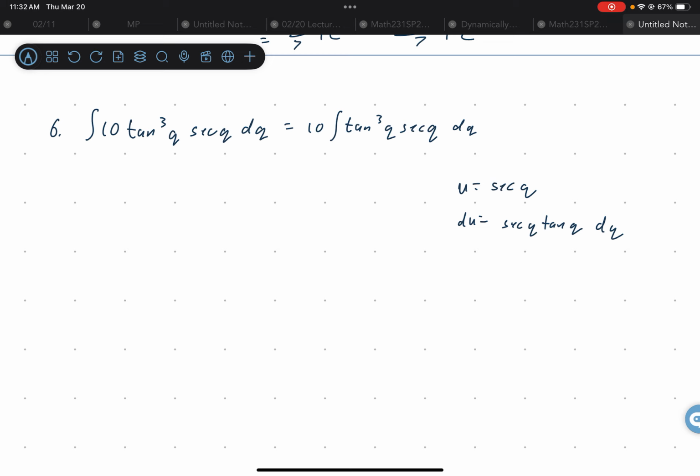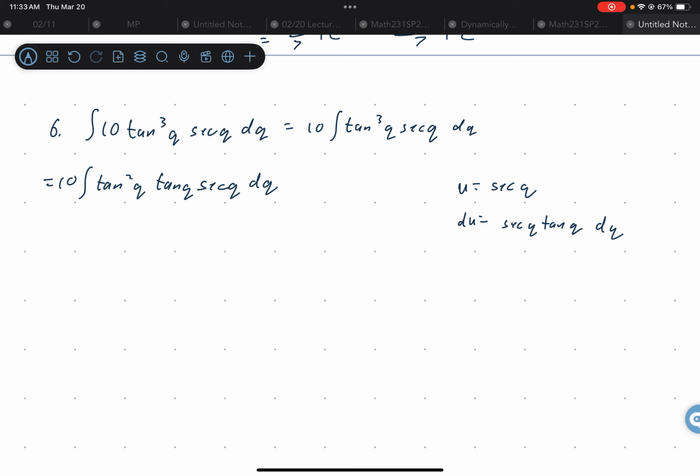So let me just start writing this. This will be 10 integral. And we'll actually split this up because it'll make more sense. So tangent squared q. Actually, put the square on this side. Tangent q, secant q, dq.